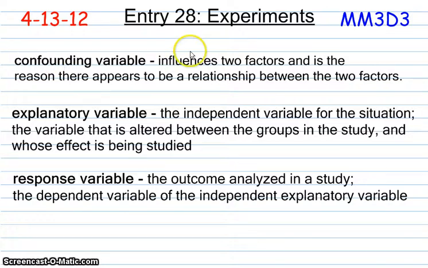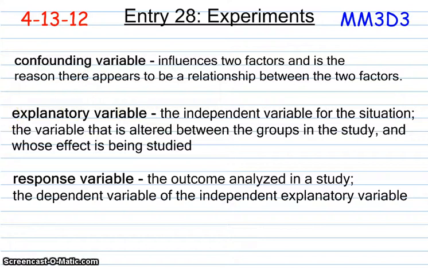Confounding variable. Confounding generally means confusing. So this is one of the definitions we generally do not talk about a lot. It is something that influences two factors and is the reason there appears to be a relationship between the two factors, but there generally isn't one. It's something that just happens to be related, but it doesn't make sense.